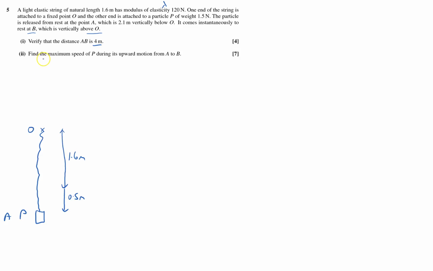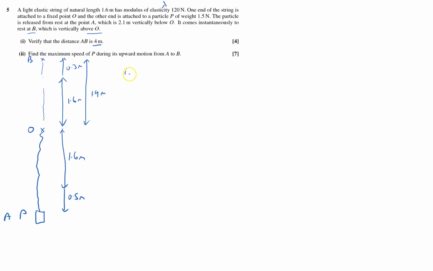Well, that's 2.1 meters, so B is going to be right up here. If it goes up there, then that's going to be above my 1.6 meters of natural length. The whole thing up there is going to be 1.9 meters, so it's going to be stretched up here by 0.3 meters. It doesn't actually have to tell me to find how far it goes up. It just says verify.